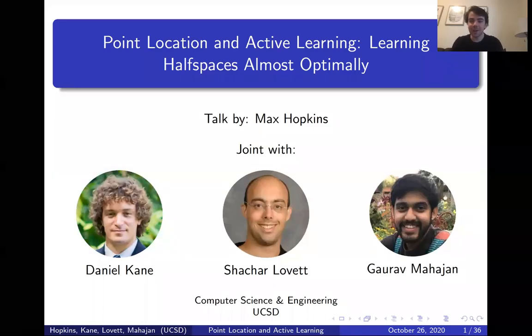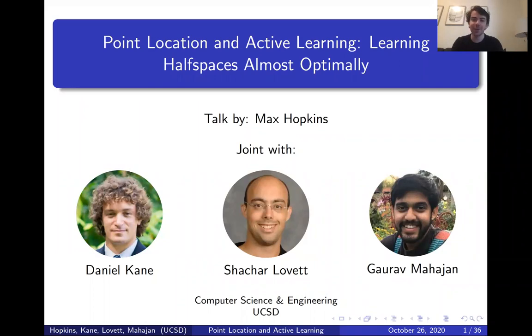Hi, I'm Max Hopkins. I'll be talking about solving the point location problem and active learning half spaces almost optimally, based on joint work with Daniel Kane, Shachar Lovett, and Gaurav Mahajan.